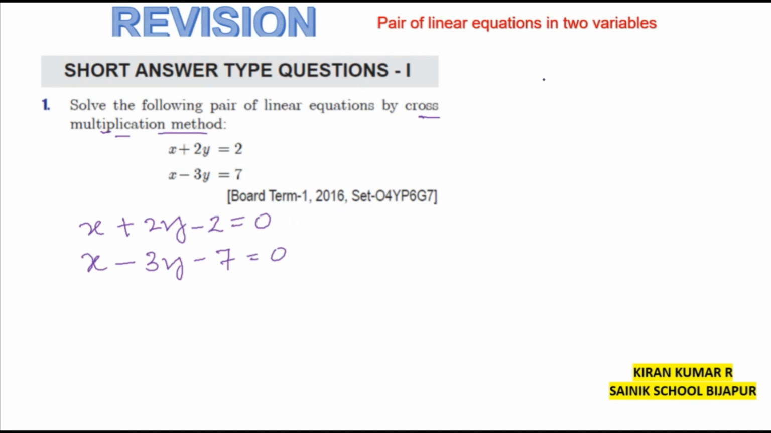You must remember this format in cross multiplication method. That's BCAB. You will write the coefficients of y terms first. They are 2 and minus 3, followed by the constants minus 2 and minus 7, followed by the coefficients of x, that is 1 and 1. Once again I will repeat writing the coefficients of y terms, and between this I'll write x, y and 1.